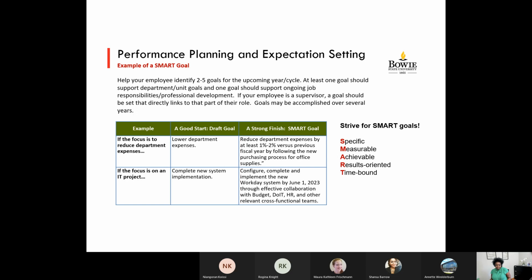And also, if the focus is an IT project, I know recently we went from Skillsoft to Percipio, and so a strong goal that was written for me: configure, complete, and implement the new Workday system by June 1st, 2023 through effective collaboration with budget, IT, HR, and other relevant cross-functional teams. So right away, that is a SMART goal, and it's measurable, it's achievable, it's definitely results-oriented and time-bound. I have a time-bound 2023, and I know I'm going to collaborate with the broader team, and it definitely has to be not only completed but implemented.